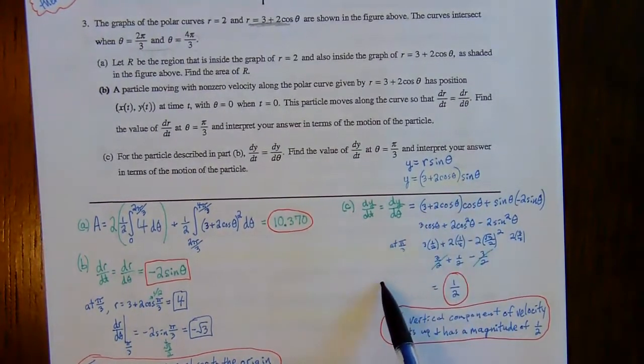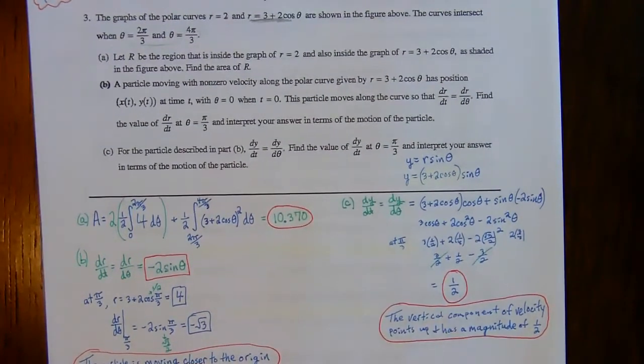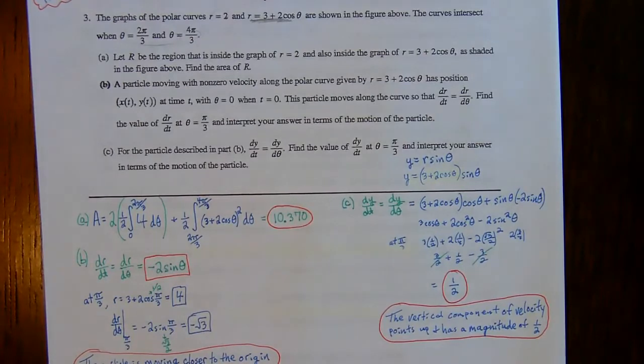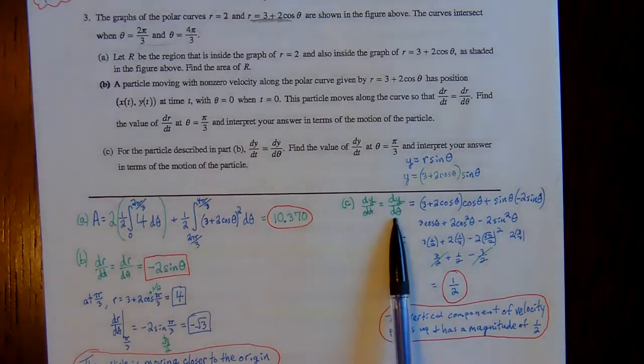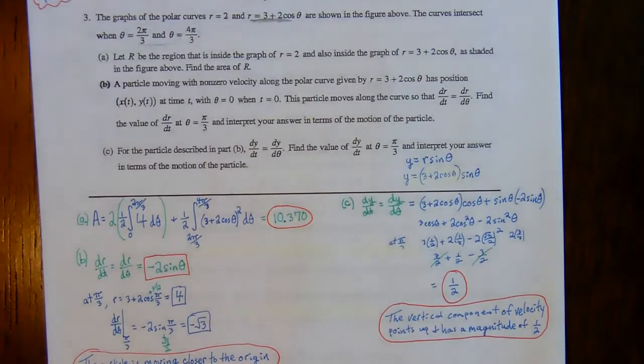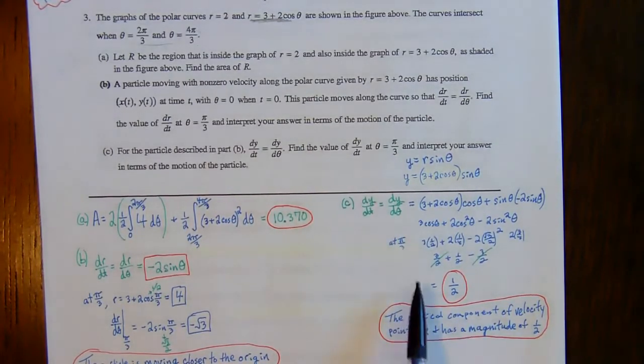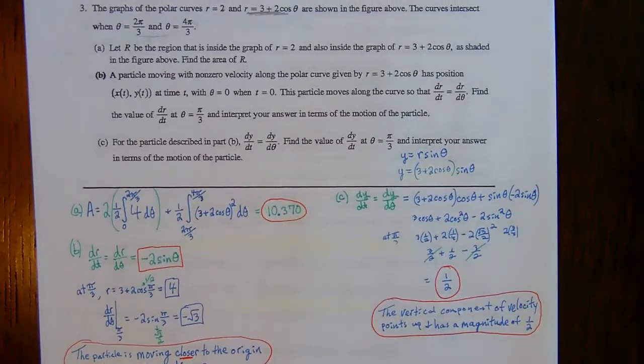And then you could write down, hey, the derivative is equal to this, and then they're asking you to interpret your answer. So this is just your y's and x's, like your normal stuff you're used to. Since your dy/dθ is a positive number, that just means the vertical component of that velocity is pointing up, and you've got that magnitude of positive 1/2.